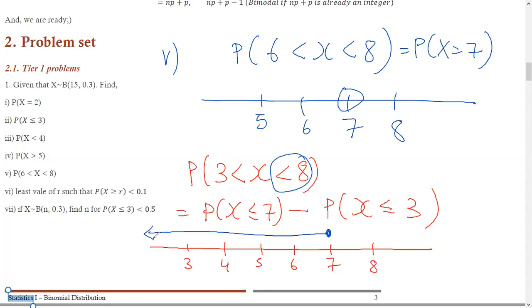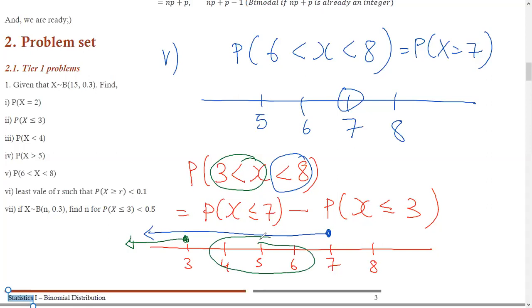Then the next part, X must be more than 3. Again, it cannot include 3. So if it cannot include 3, if I were to subtract something, I have to subtract from 3 onwards. So if I use the blue line minus away the green line, it will give me these values here, 4, 5, and 6.